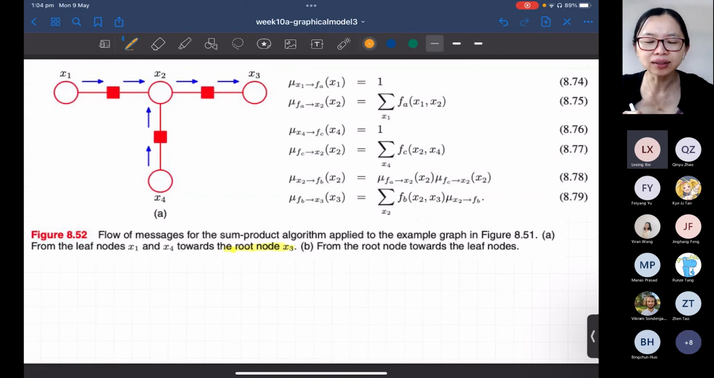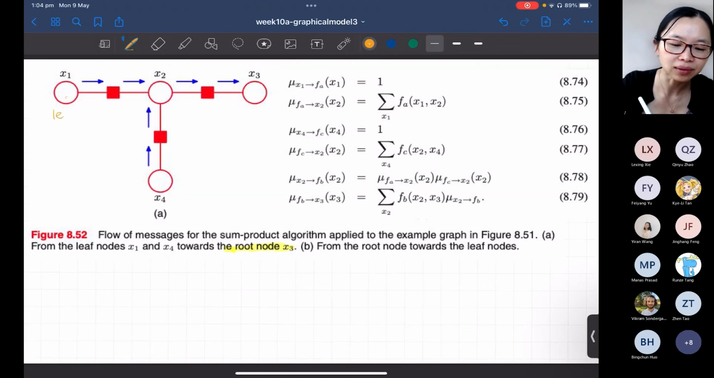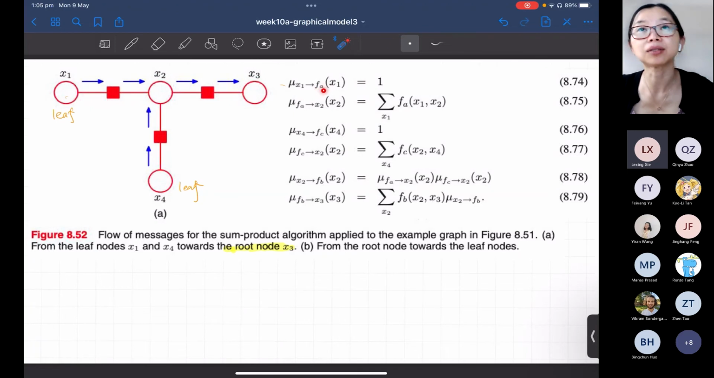We initialize the graph from the leaf nodes x1 and x4. This is a leaf, and this is a leaf. Therefore, for the initialization, the leaf message from a variable node is just 1. And this message is sent from x1 to fa.